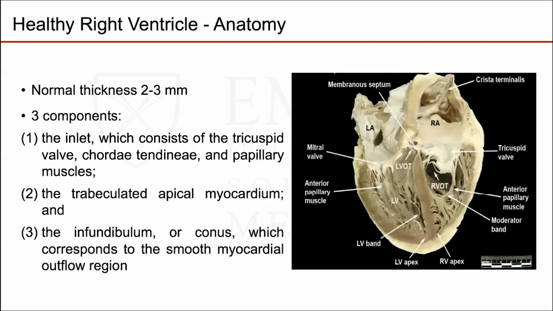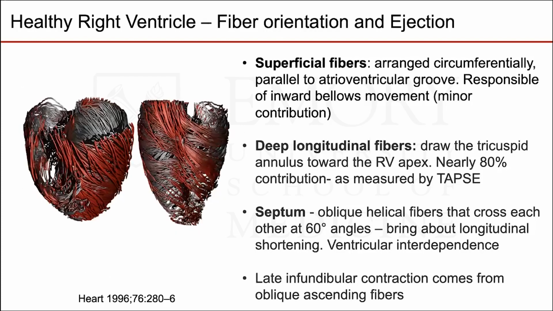So the right ventricle is normally just 2 to 3 millimeters thick. It has 3 components: the inlet, which consists of tricuspid valve, chordae tendineae, and the papillary muscles. There is trabeculated apical myocardium, and the infundibulum or conus, which corresponds to the smooth myocardial outflow region.